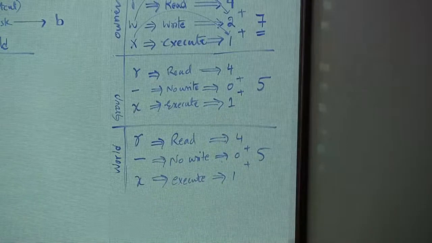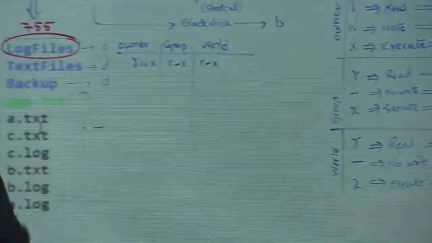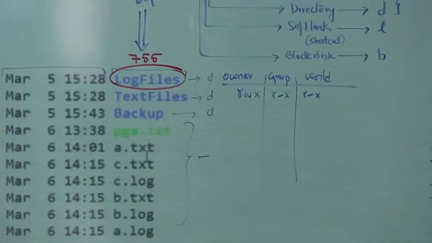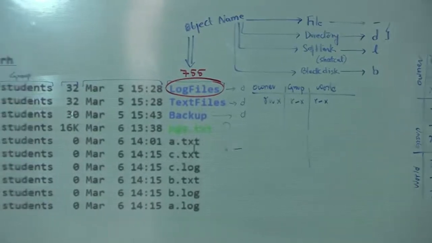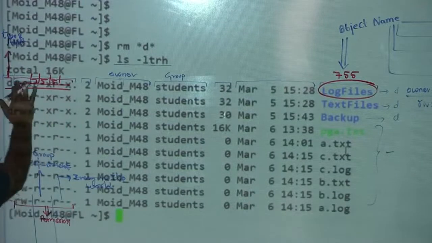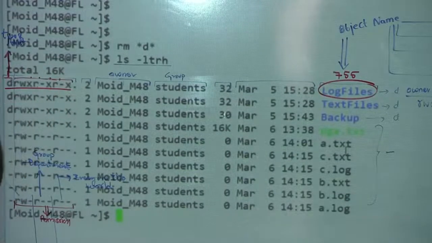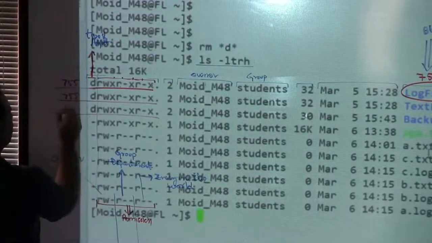So in reality, the directory called locked files has the permission 755. And this is exactly what this number means, 755. The owner has 7, the group has 5, the rest of the world has 5. Okay? Now, it looks like the default permission for all the directories is 755. This is the default directory permission.